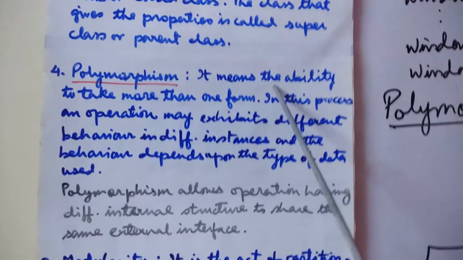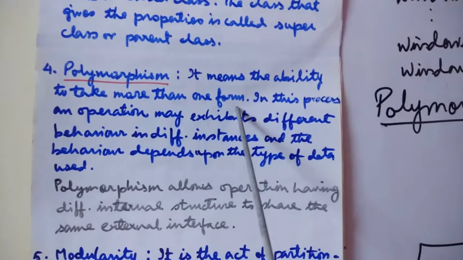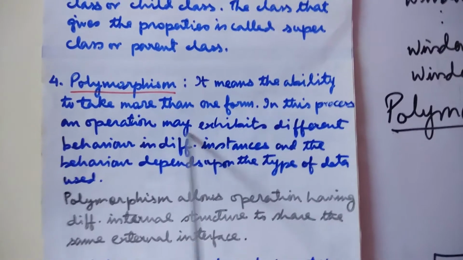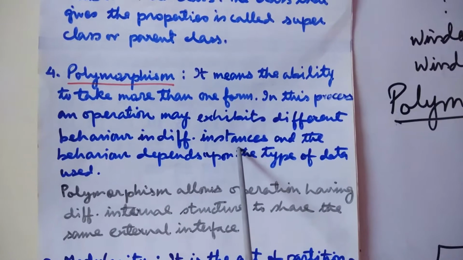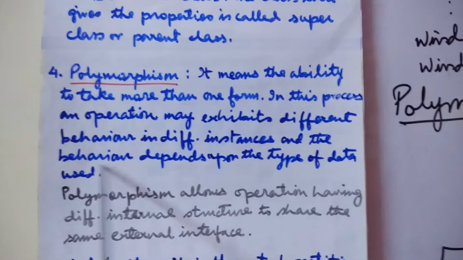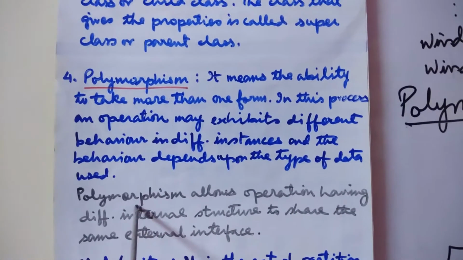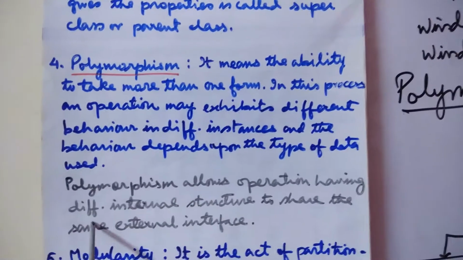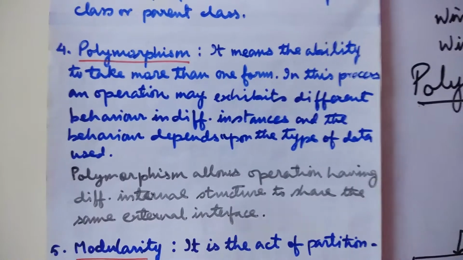Polymorphism means the ability to take more than one form. In this process, one operation may exhibit different behavior in different instances, and the behavior depends upon the type of the data used. Polymorphism allows operations having different internal structures to share the same external interface.